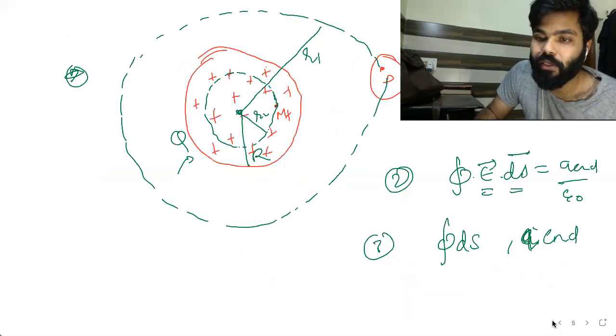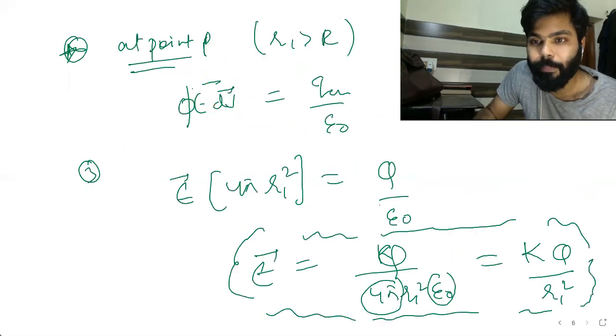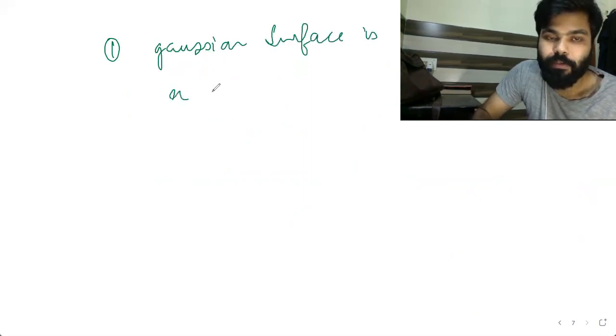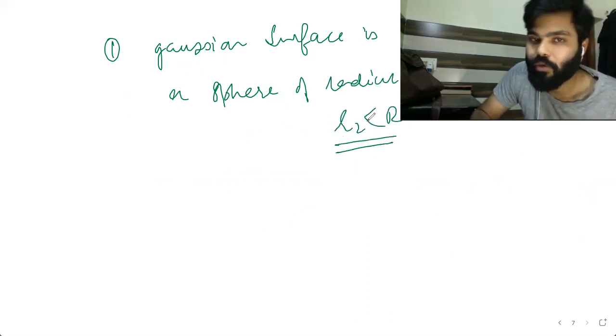Now we have to calculate the electric field at a point which is inside the solid sphere. This time, the first step for applying Gauss's law is to find the Gaussian surface, and once again it's a sphere of radius r2. So the Gaussian surface is a sphere of radius r2, which is less than the radius of the solid sphere.